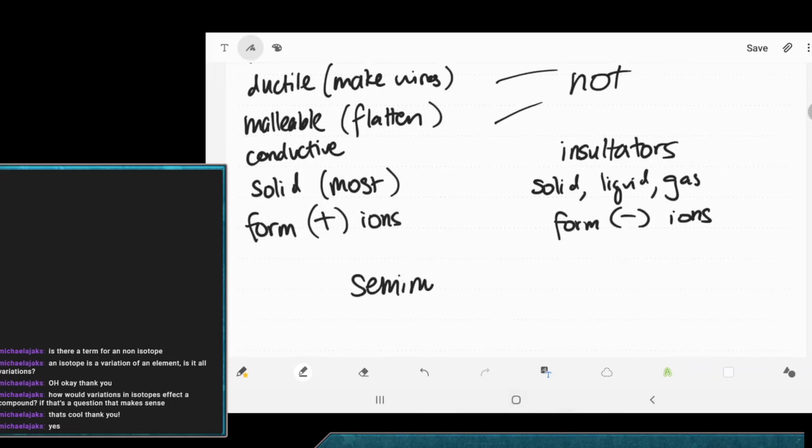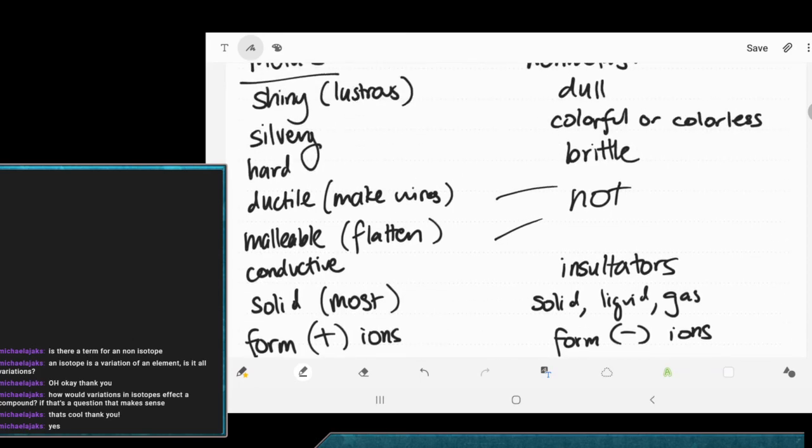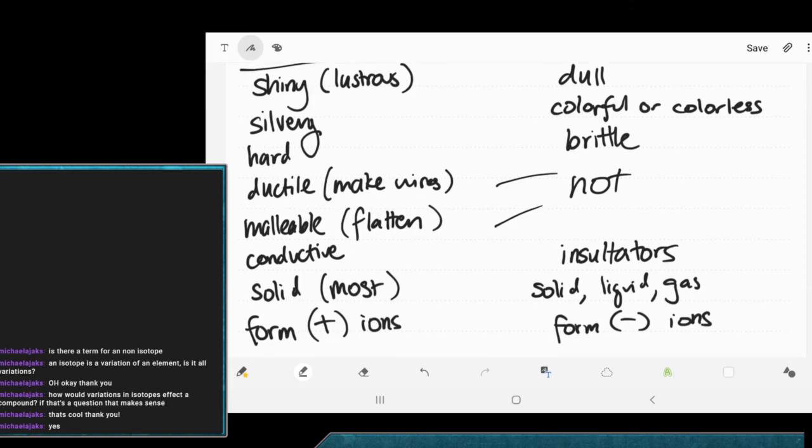Our semi-metals are in between on all of these. So silicon is a shiny, silvery, brittle, somewhat conductive solid that doesn't form ions at all. And silicon's a metalloid, right, or a semi-metal. So silicon is somewhere in between these. So it's got some metallic properties, some non-metallic properties, and it's going to behave its own way.